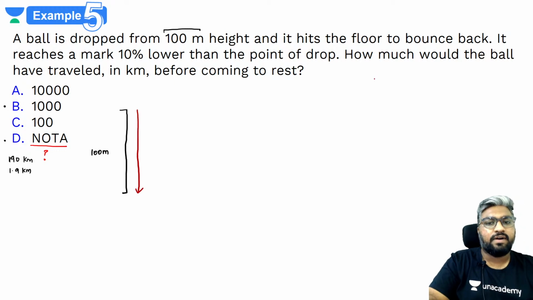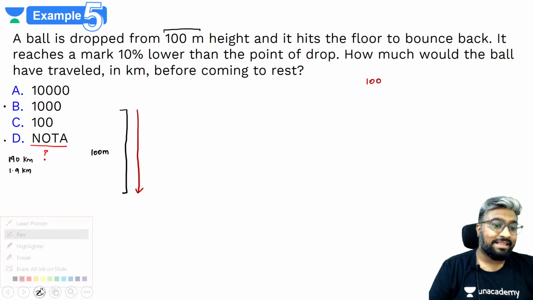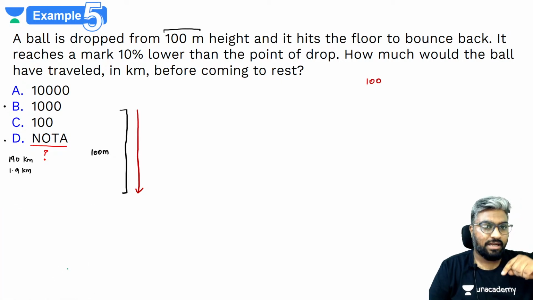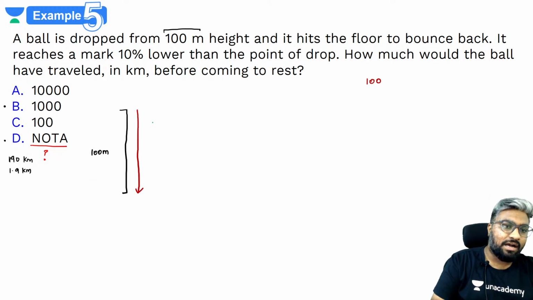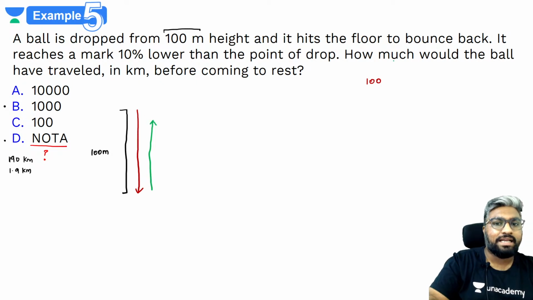Yes, that means first it falls, it travels 100 meters. Then when it bounces back, it reaches a mark 10% lower than the point of drop. That means 10% less than 100 meters. That is how much? 90 meters. Yes, so it covers only 90 meters. है ना? Next one में क्या है?